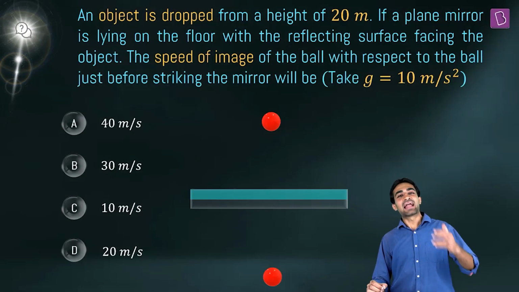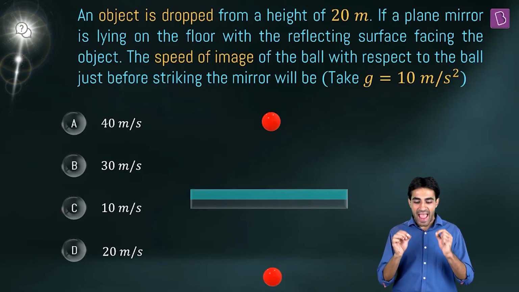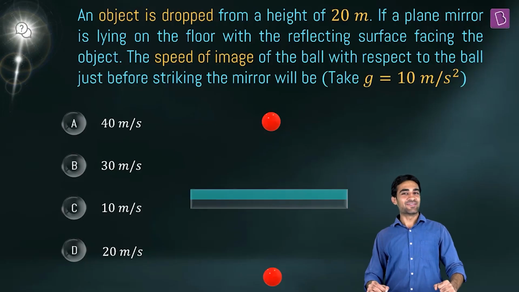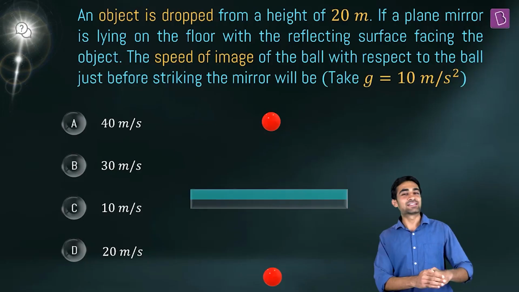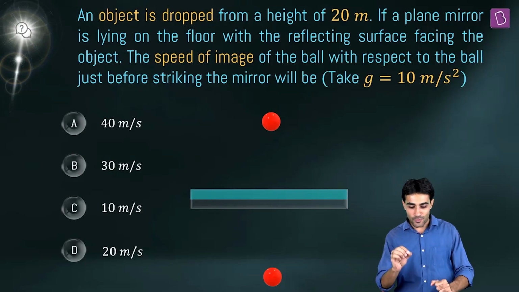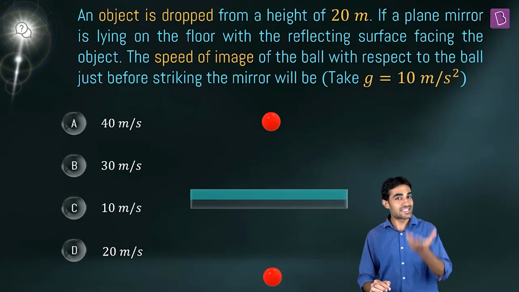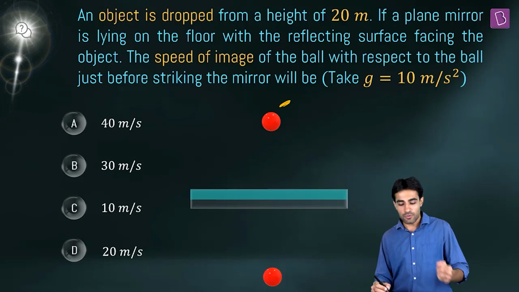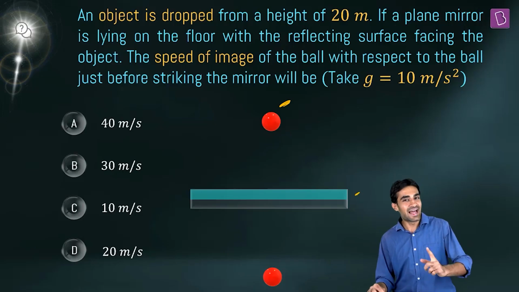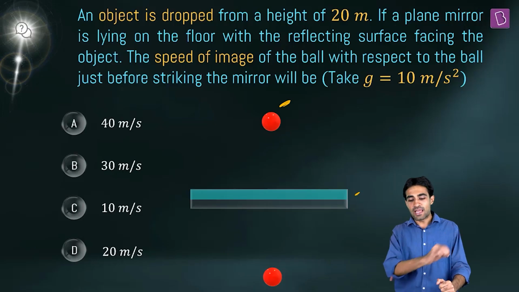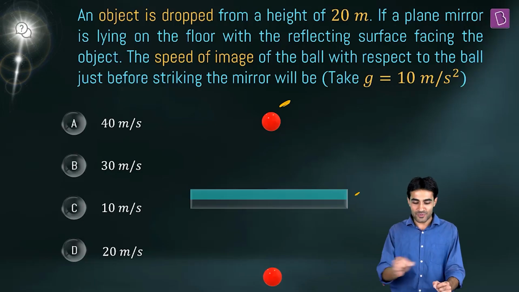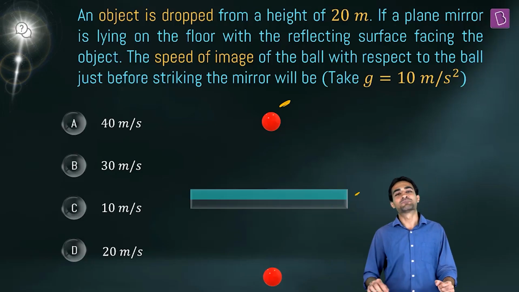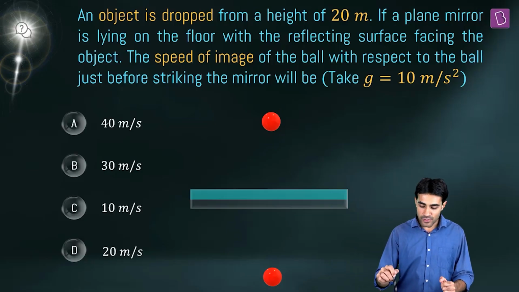So let's have a look at this interesting question. An object is dropped from a height of 20 meters. The plane mirror is lying flat on the floor, with the reflecting surface facing the object. So here is our object, and we can see on the ground we have a plane mirror. Then, the speed of the image of the ball with respect to the ball just before striking the mirror will be. So what happens when we drop the object?